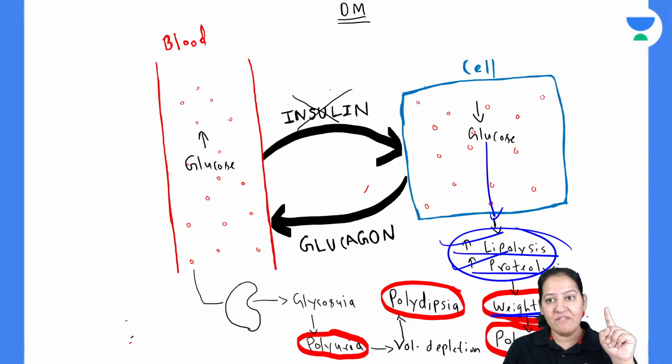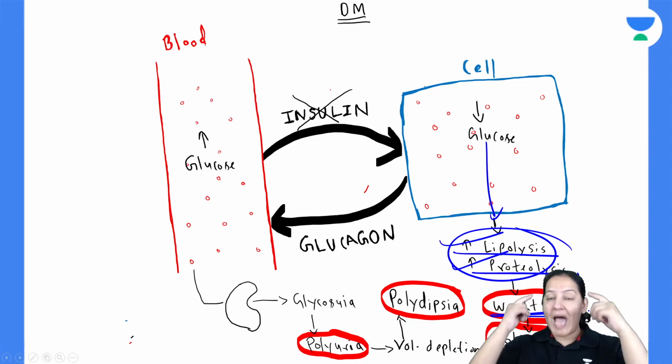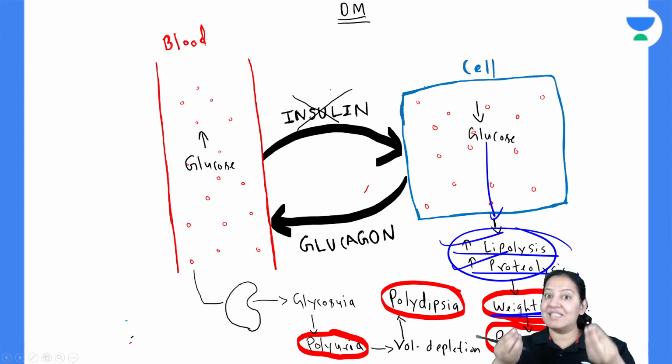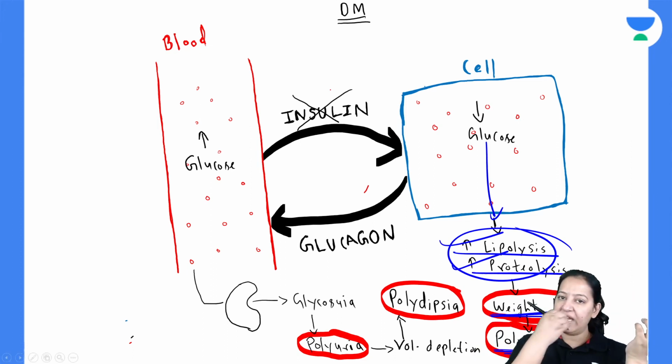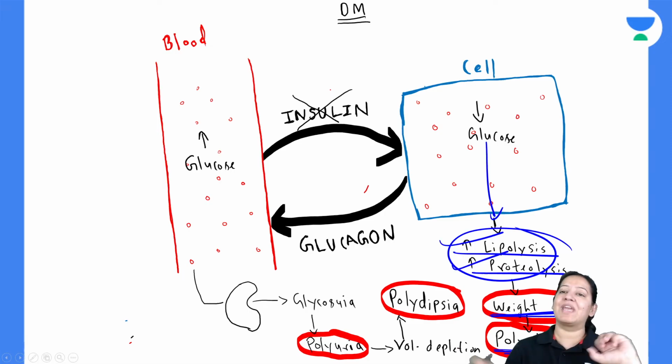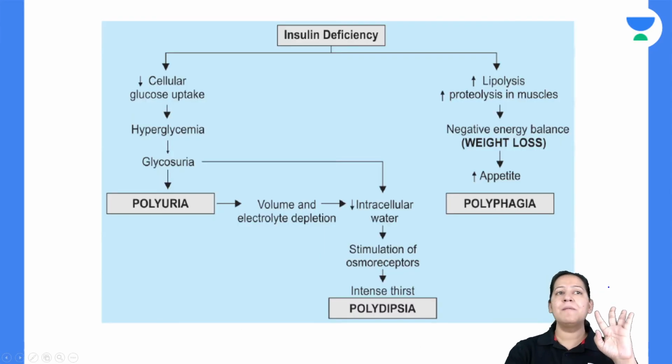And because of the weight loss, for the compensation the appetite center in the brain will get stimulated and the person will feel more hungry, more appetite. So the person will eat more to compensate because the protein is breaking down. So polyphagia. Please see polyuria, polydipsia, polyphagia along with weight loss. So that is the thing.